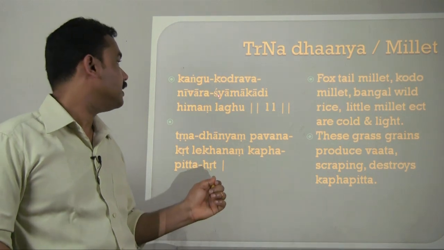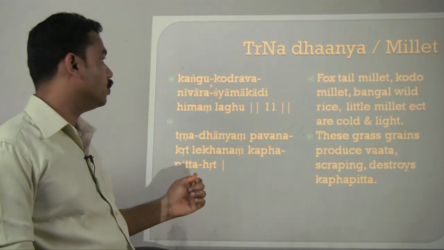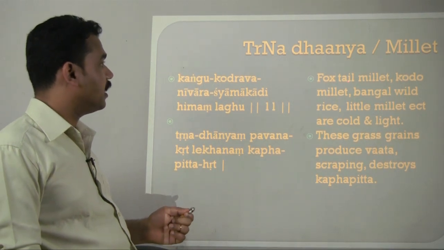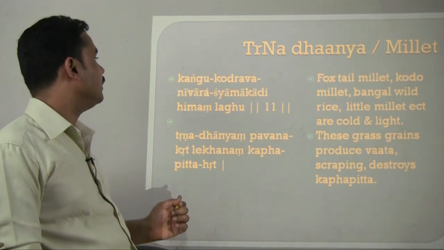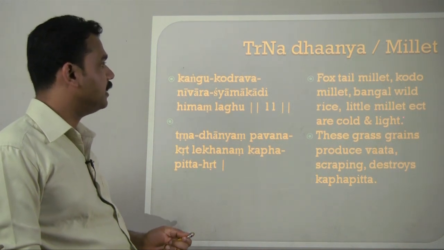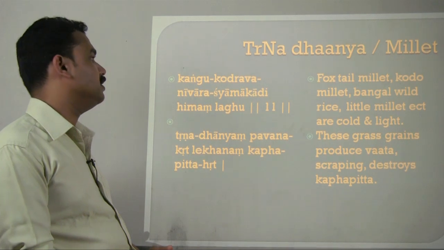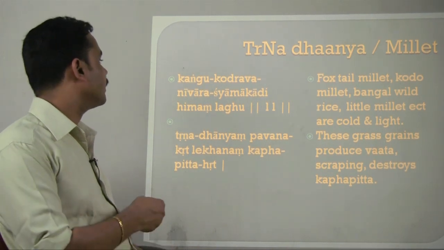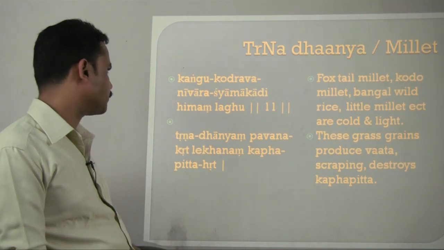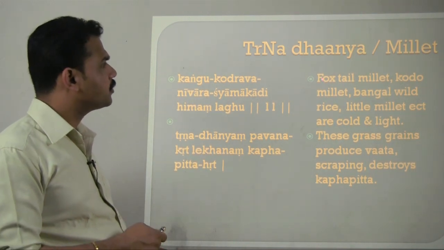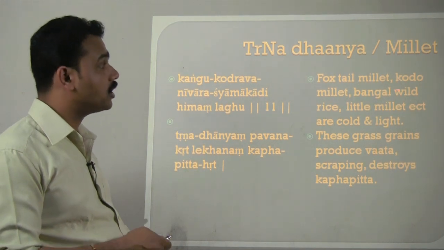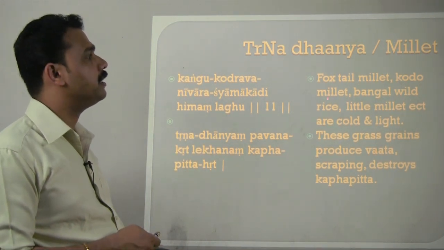Yeah, so he explains few varieties. Kangu is foxtail millet. Kodrava is kodo millet. Nivara is Bengal wild rice. Shyamaka is little millet. Adi means etc. Himam means cold, and Laghu, light. So he explains few of those which was available and which is still available in India.